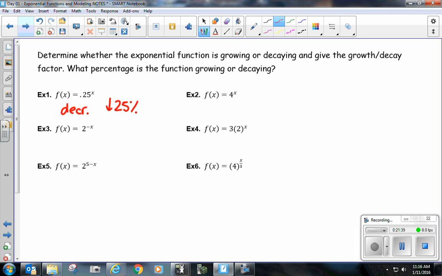What about number 2? It's increasing. And what's the growth factor? 4. So the growth factor is, it's multiplied by 4, or you can say 400%.